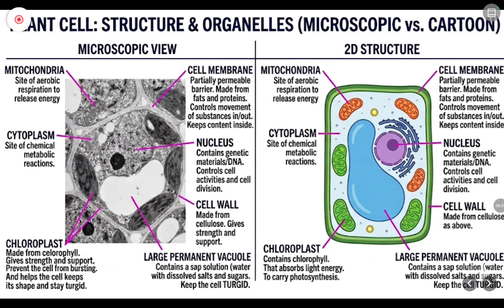The second organelle is a large permanent vacuole. It contains a sap solution, water with dissolved salts and sugars, and it keeps the cells turgid. So basically, remember that you have a circle, and that circle contains a sac, and that sac is full of water. When you increase the water, the sac will widen, causing the circle to become bigger and stronger and more turgid, without bursting. Plant cells do not burst due to an increase in water because they have a turgid cell wall. Okay, this is the purpose of a large permanent vacuole.